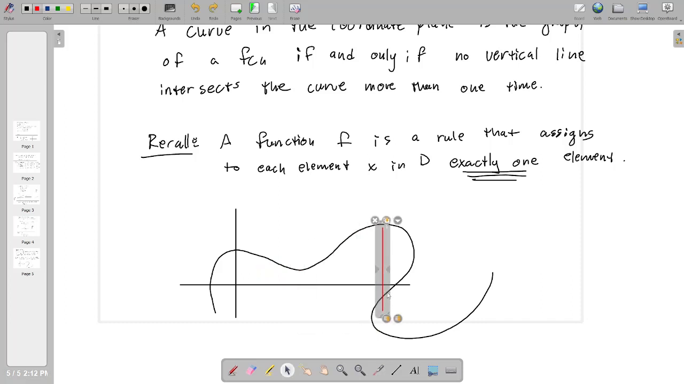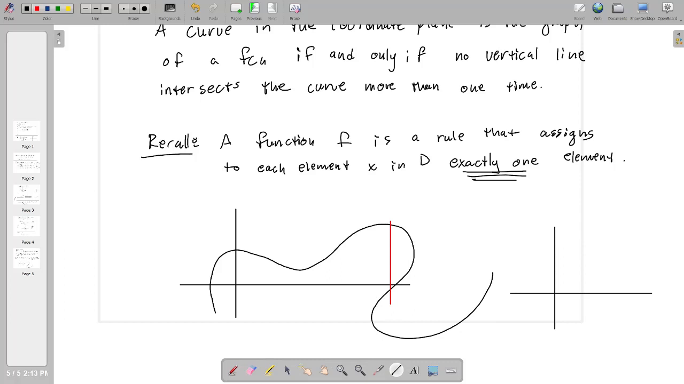Well, if a vertical line intersects a graph more than one time, what we're saying is that for this particular x value, we have multiple outputs. So we're assigning to an x multiple values in the range. That's not possible for a curve to be a function. So this particular graph would not be a function.